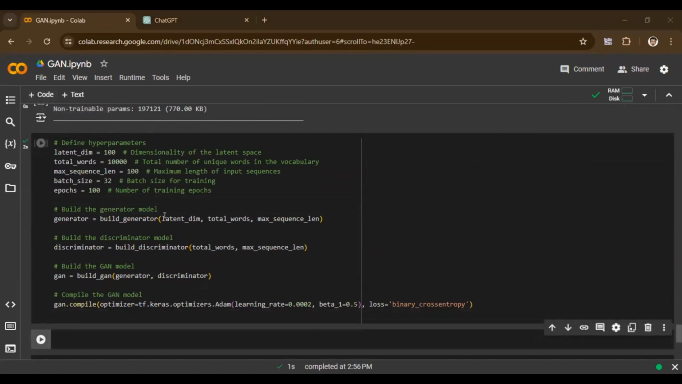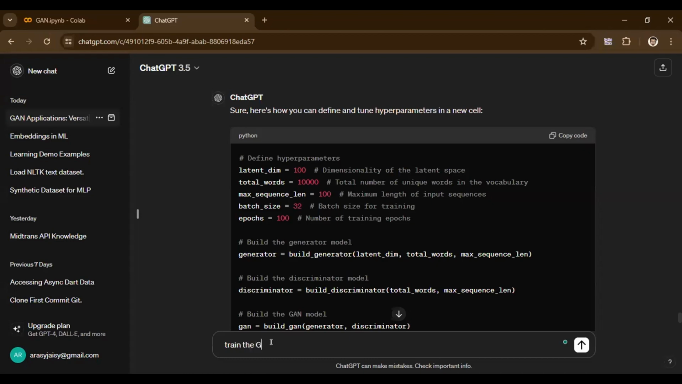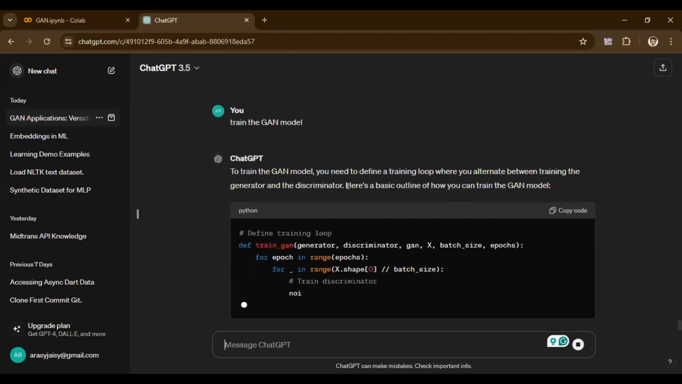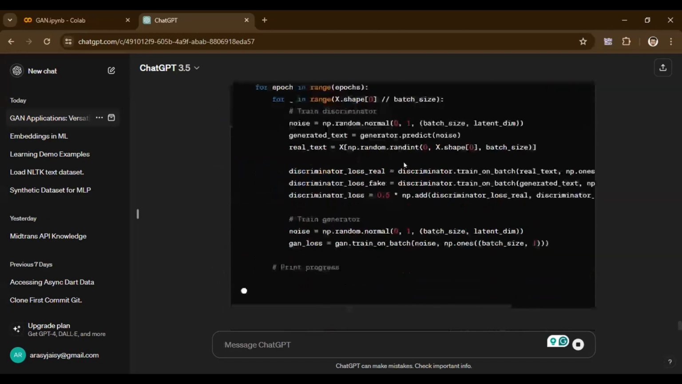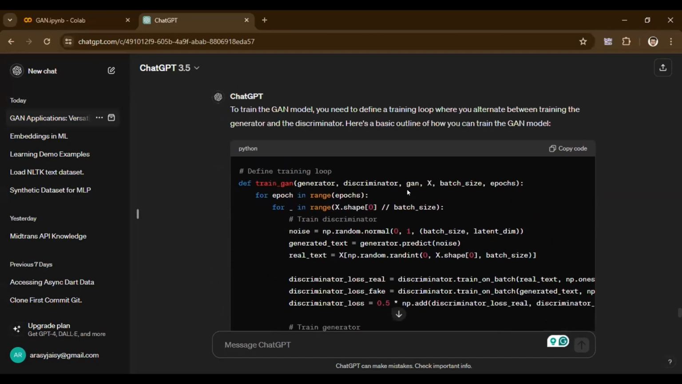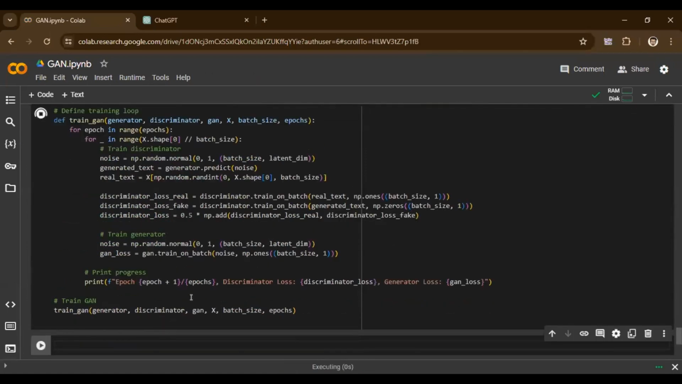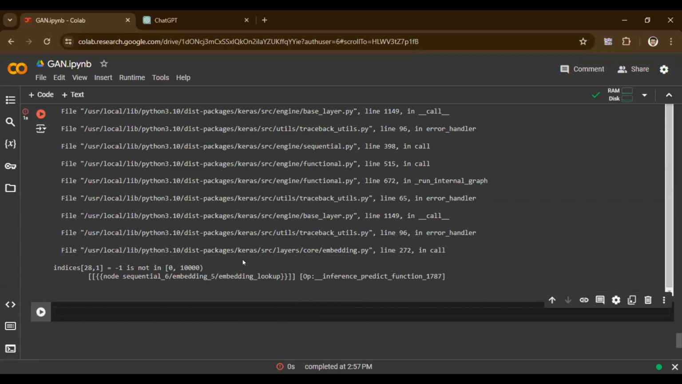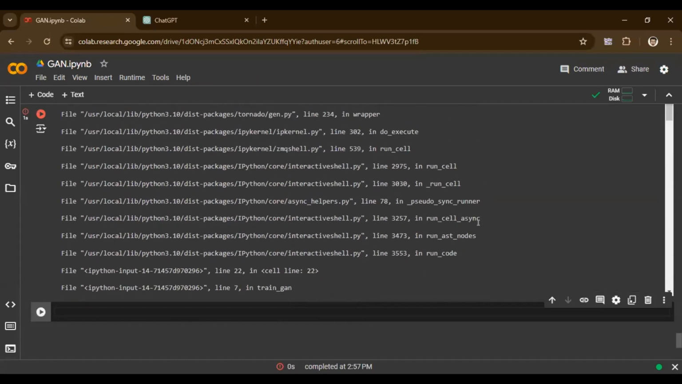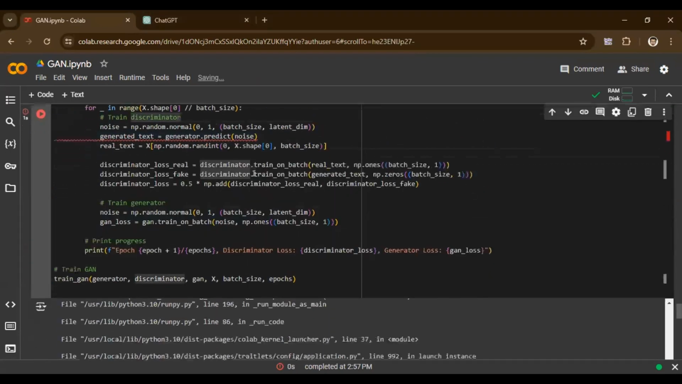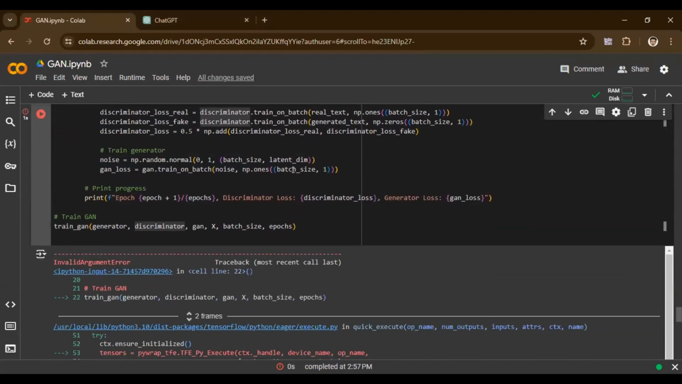And after that, we can train the GAN model. As you can see, it creates the function with the generator and discriminator, also our GAN model. Let's copy the code and see our training. It throws an error on the generated text, predict noise. Graph execution error.